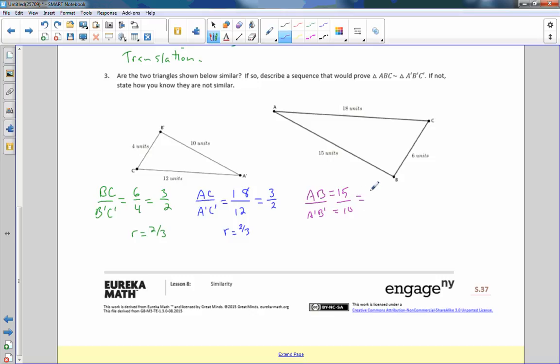And that also reduces. 5 will go into 15 3 times. 5 will go into 10 2. So this is an R of 2/3 as well. Remember, we're scaling down. It got smaller, so it's got to be less than 1. Okay, so our scale factor is 2/3 on all 3 of the sides. Since it is a dilation, the angle measure should be preserved. Therefore, these triangles are similar.